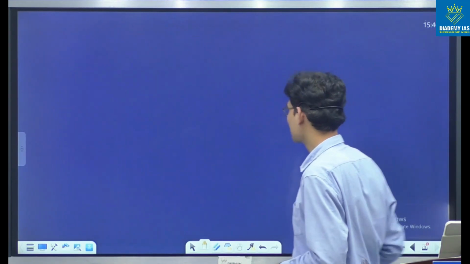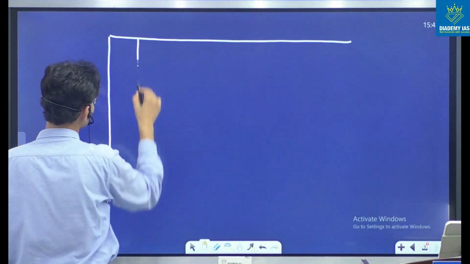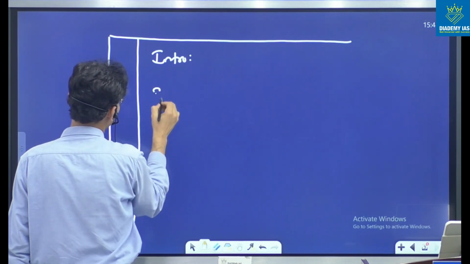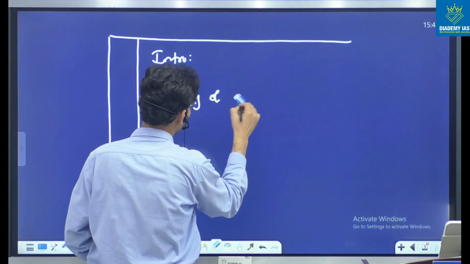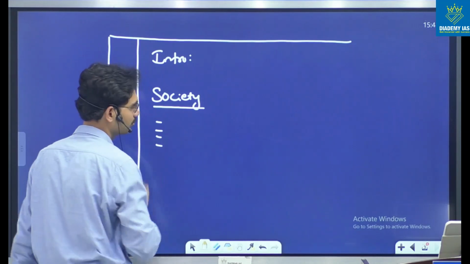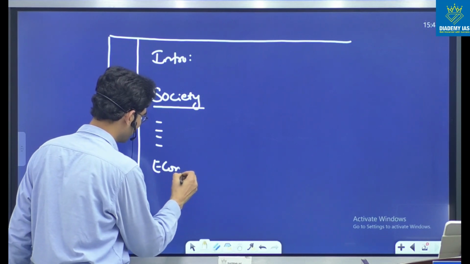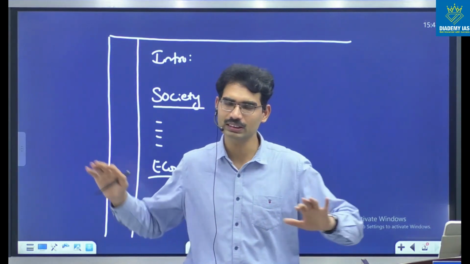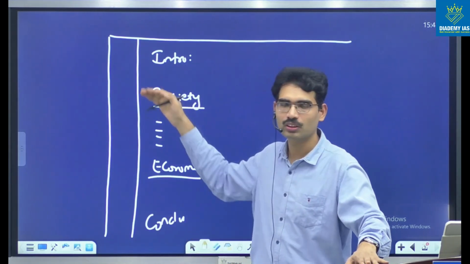Now, how to frame the answer? Here two parts are given. After that introduction, first the society of early Vedic time period, then later Vedic society. Next, economy: in early Vedic, how the economy was there, and in later Vedic, how the economy was there. This is the simple way: society, economy and conclusion. So this is how you need to frame.